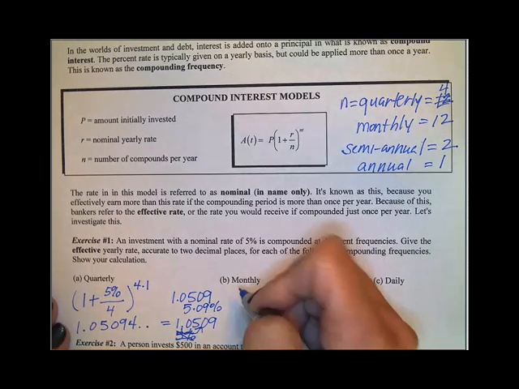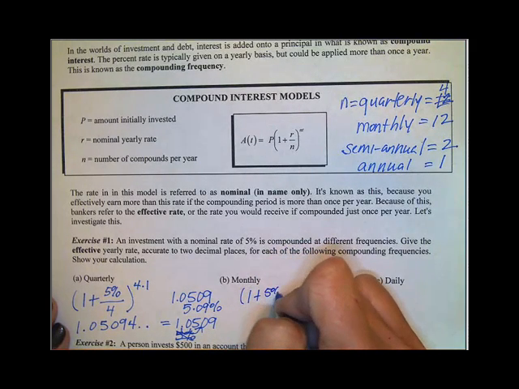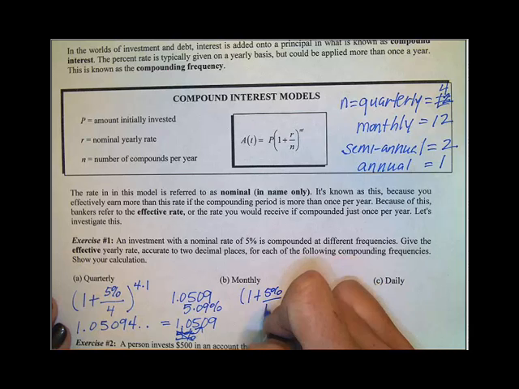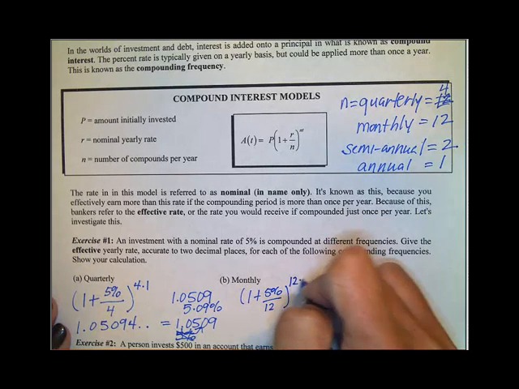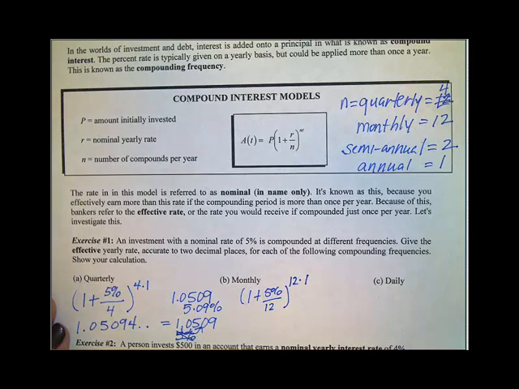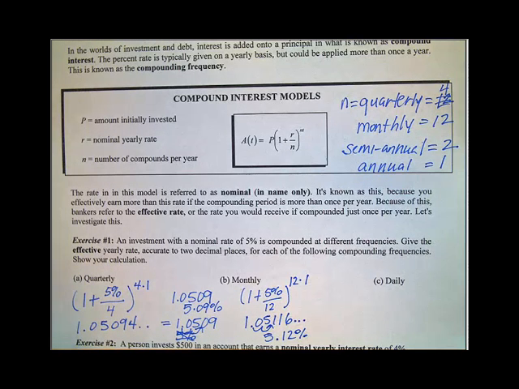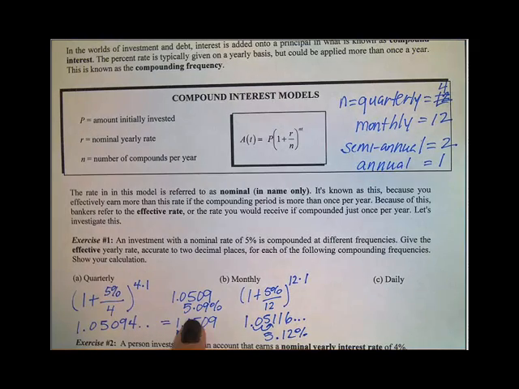Monthly. So 1 plus 5%, but monthly means it's compounded 12 times a year, to the 12 times 1. So when you plug that in the calculator, you get 1.05116... So that would mean we would have 5.12% we would be making over a year. So do you see how if you compound it more frequently, you make more money? Makes sense. I mean, in this case, between quarterly and monthly, it wasn't that much, but any penny matters.